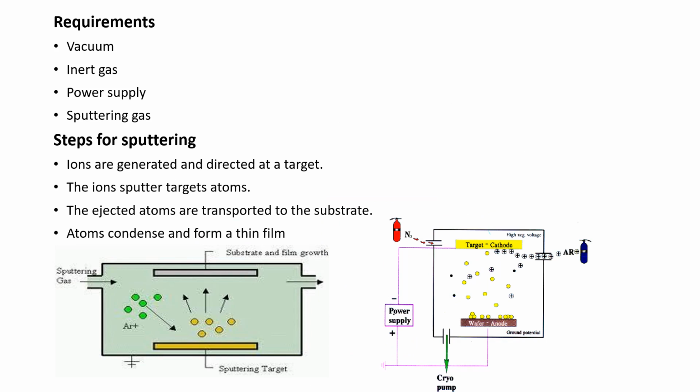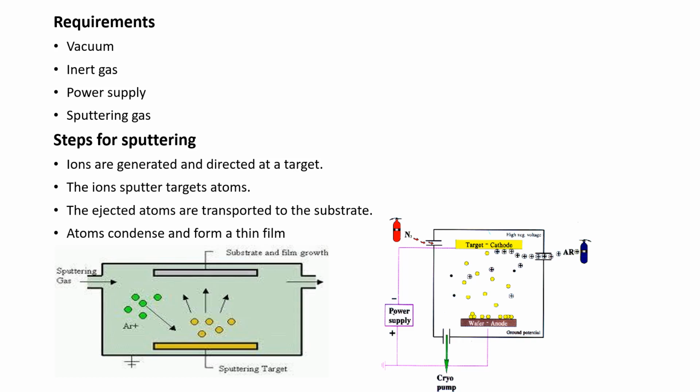What are the requirements for sputtering? Vacuum, inert gas, power supply, and sputtering gas. Steps for sputtering. The first step is that ions are generated and directed at a target. As I have already told you, the ions are created due to the movement of the electrons. These electrons strike the atoms of the noble gas and the ions are generated. The ions sputter target atoms. These ions strike the surface of the target and eject the atoms. The ejected atoms are transported to the substrate. Atoms condense and form a thin film.